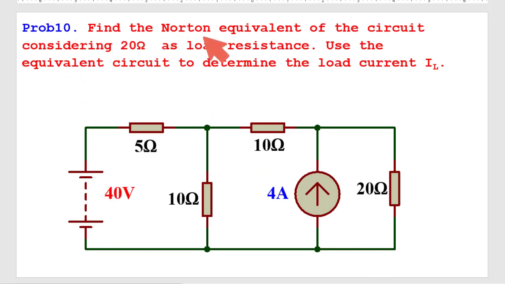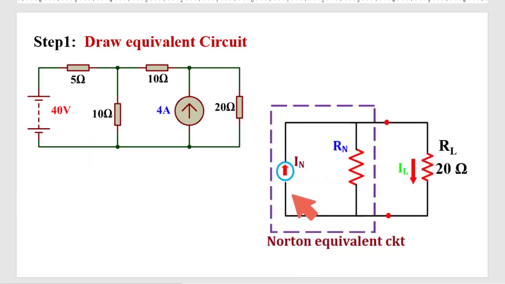Problem number 10. Find the Norton equivalent of the circuit considering 20 ohm as the load resistance. So this is the load resistance here. Use the equivalent circuit to determine the load current. So I need to find out the current through this load resistance using Norton's theorem. First, drawing the equivalent circuit, this is IN parallel with RN, and this is the load resistance.